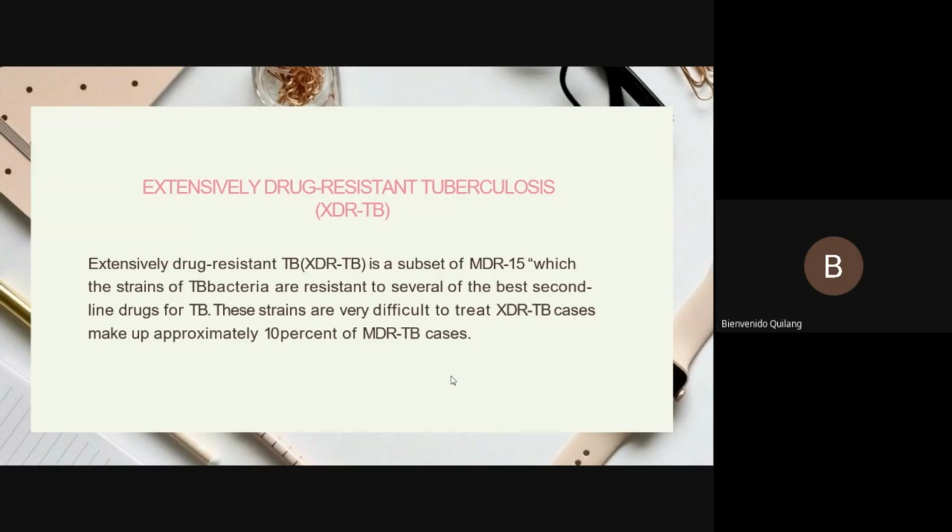Extensively drug-resistant tuberculosis. Extensively drug-resistant TB, or XDR-TB, is a subset of MDR-TB in which strains of TB bacteria are resistant to several of the best second-line drugs for TB. These strains are very difficult to treat. XDR-TB cases make up approximately 10% of MDR-TB. So compared po sa MDR-TB, mas lalo na naman po tong risky dahil kahit po yung mga best second line drugs ay hindi po tumatalab para sa treatment nito.